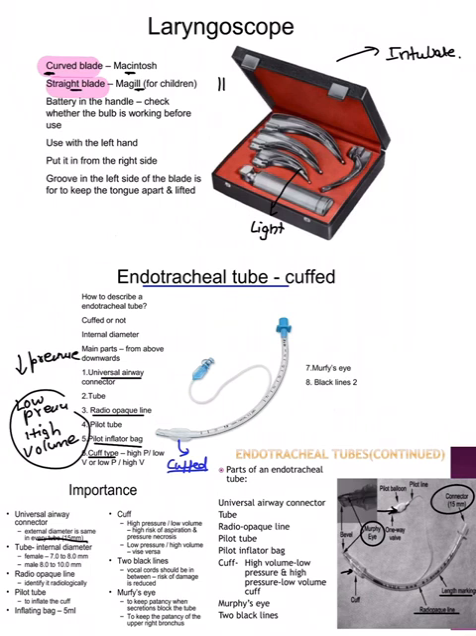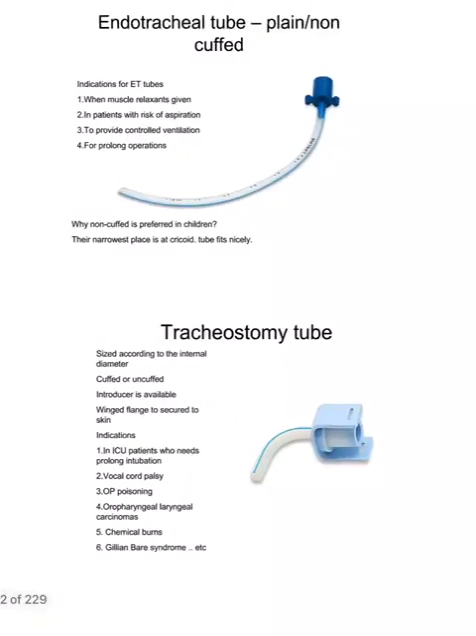See, universal airway connector, 15 mm diameter, guys. Radio-opaque line to identify radiologically. Pilot tube to inflate the cuff. Okay, cuff, low pressure, high volume, to prevent the risk of aspiration and pressure necrosis, guys. There are black lines that are seen to know the vocal cord position. Murphy's eye to check the patency, so that secretions do not block the tube, guys.